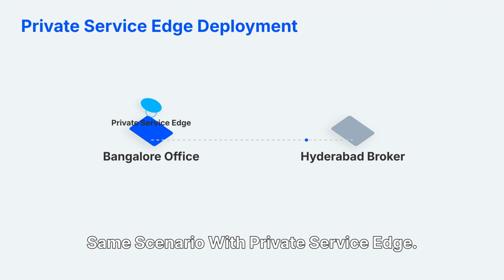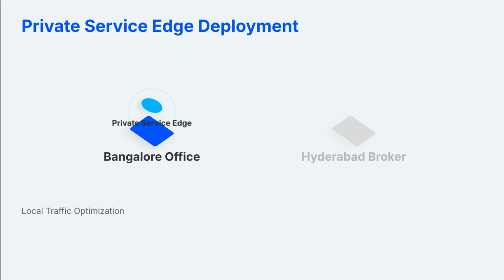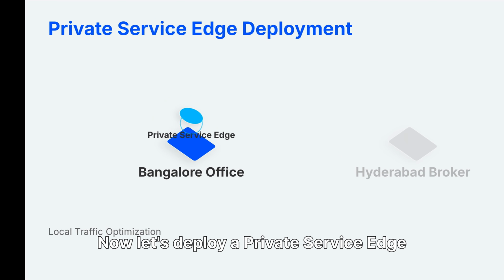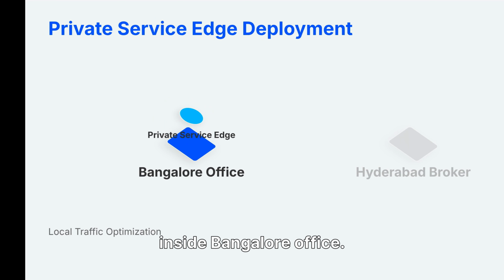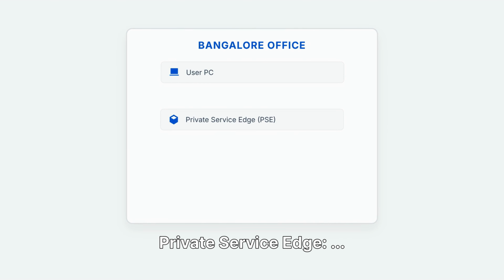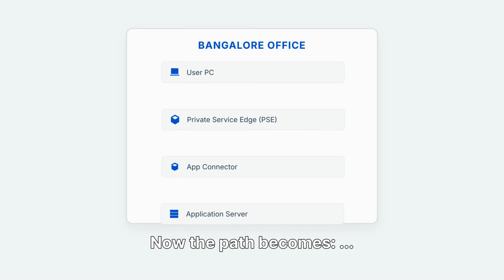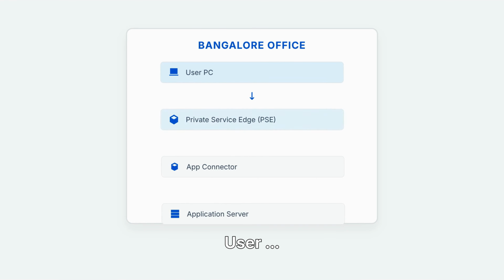Same scenario with Private Service Edge. Now let's deploy a Private Service Edge inside the Bangalore office. The environment becomes user, Bangalore. Private Service Edge, Bangalore. App connector, Bangalore. Application, Bangalore. Now the path becomes user to Private Service Edge, to app connector, to application.